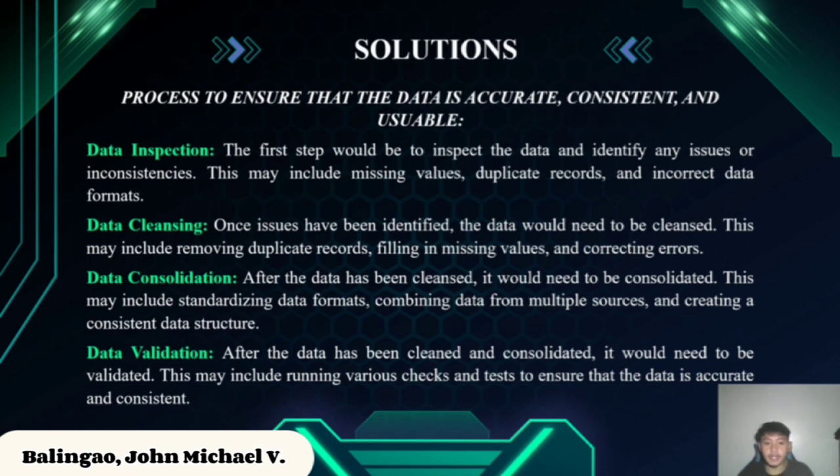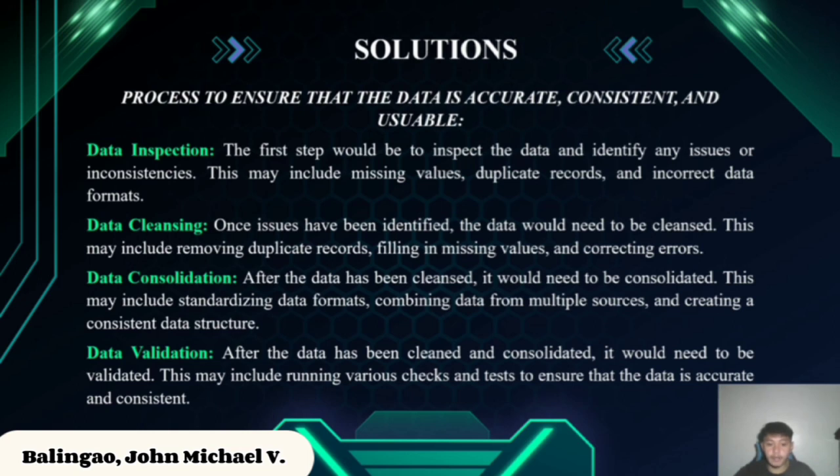Next is the data cleansing. Once issues have been identified, the data would need to be cleansed. This may include removing duplicate records, filling in missing values, and correcting errors. The third one is the data consolidation. After the data has been cleansed, it would need to be consolidated. This may include standardizing data formats, combining data from multiple sources, and creating a consistent data structure.